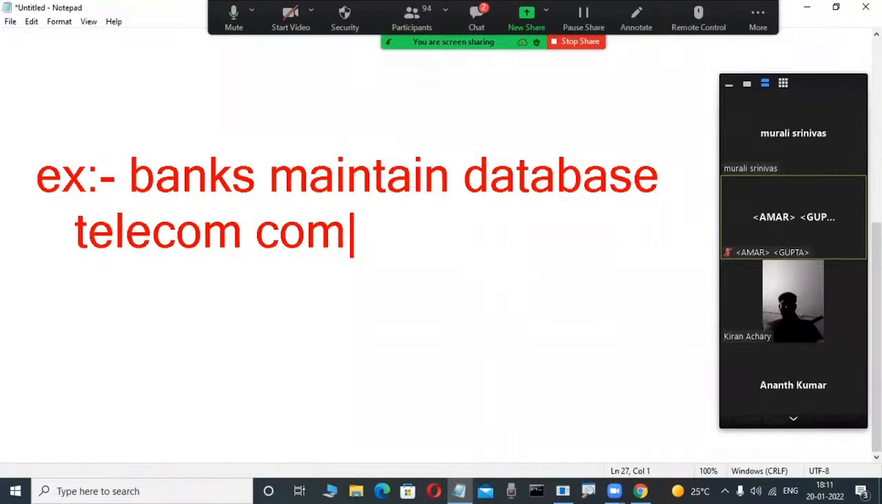Suppose so many people nowadays are purchasing items through online shopping portals like Flipkart and Amazon. Those shopping portals also maintain databases. When you are purchasing an item, how is the order number generated? Through a database application, using the auto increment concept.